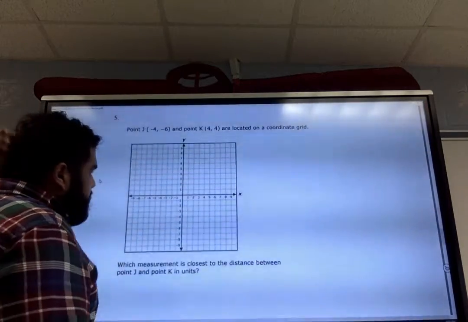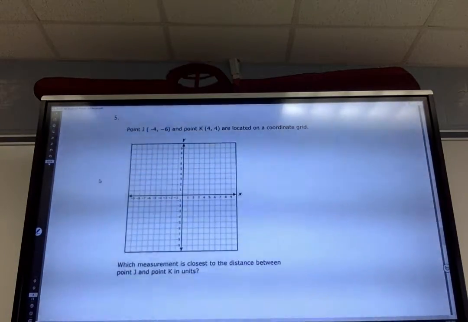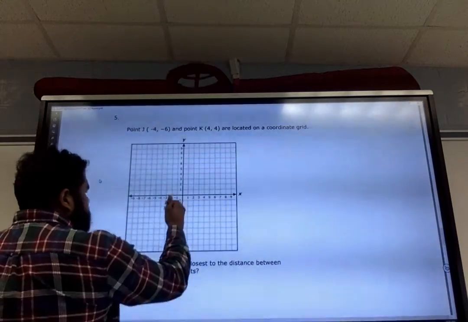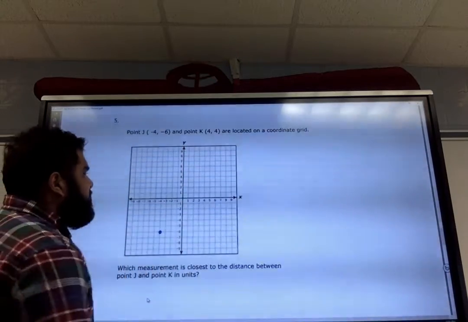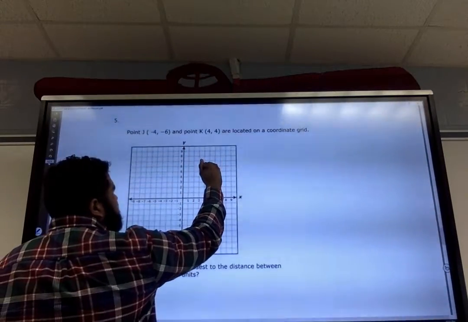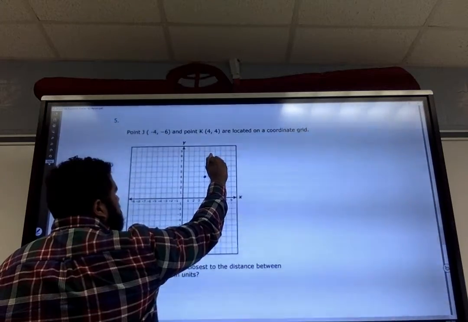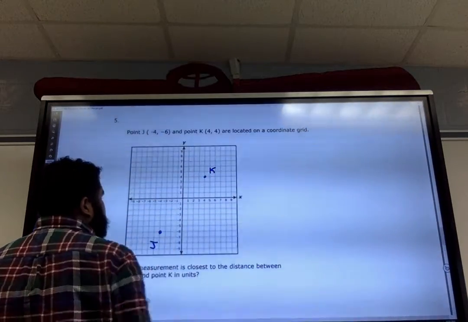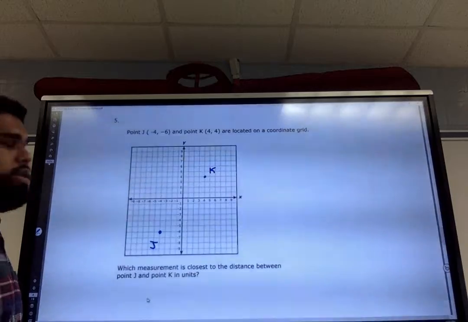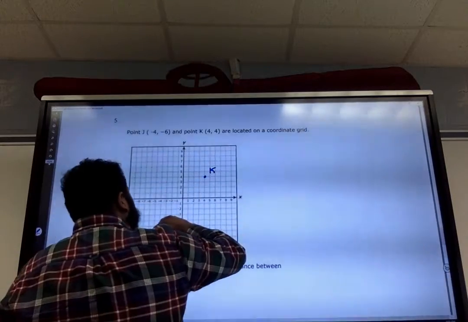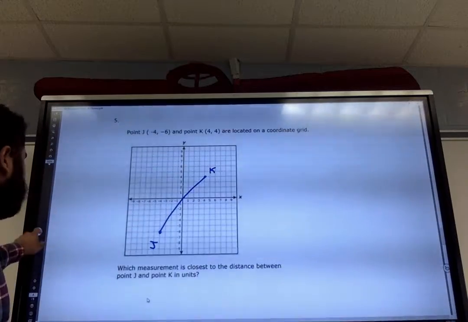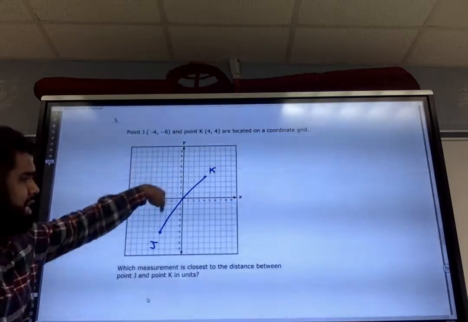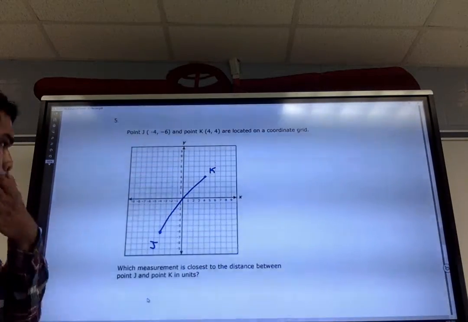Question 5. Point J is at -4 and -6. And point K is at 4 and 4. So here's K, and here is J. The distance between these 2 points, that is what the question is asking us to find. So I need to find out, how long is that line? How long is that distance?